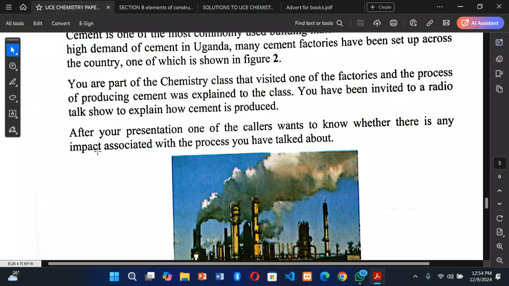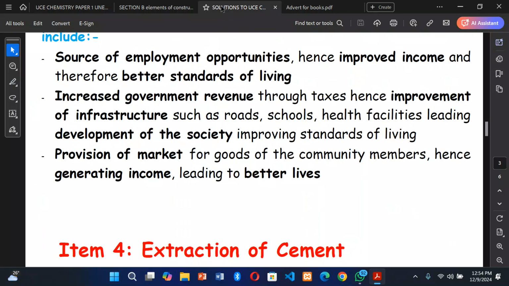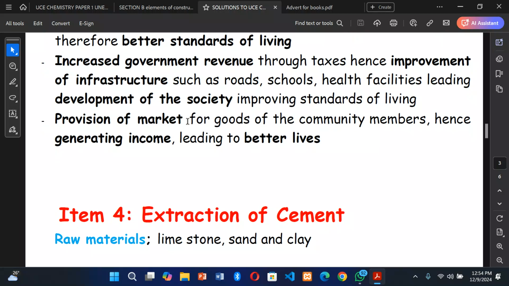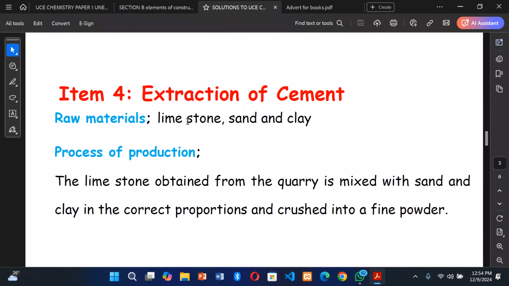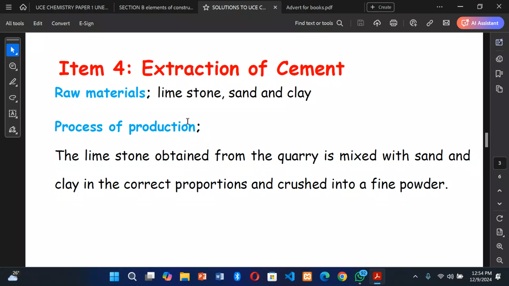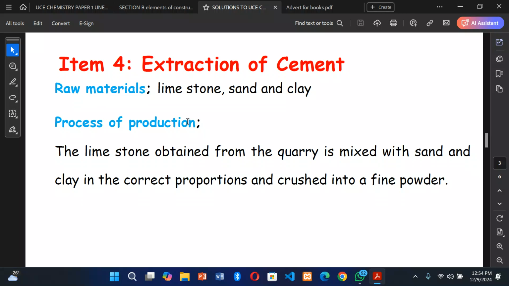So the answering approach of item 3 is the same as the one for item 4. They are all of part 1. Which means the way we attempted item 3 is how we are also going to attempt item 4. As you have seen, item 4 is all about extraction of cement.